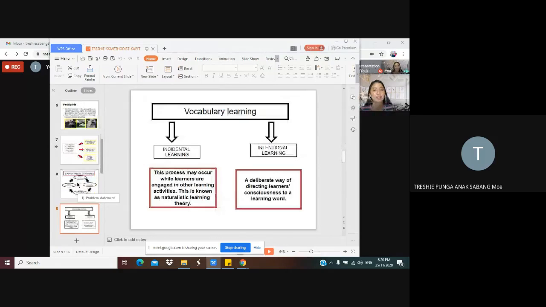Next is vocabulary learning. In vocabulary learning, there are incidental learning and intentional learning. Incidental learning is the process whereby the learner engages while they are with another activity, for example, drawing while learning, maybe observing, or maybe something indirect that happens around them. And intentional learning is something related to classroom learning, for example, grammar class, listening, speaking, reading, writing.